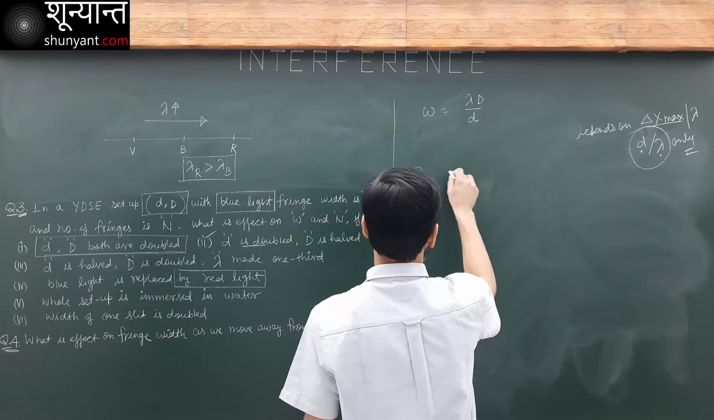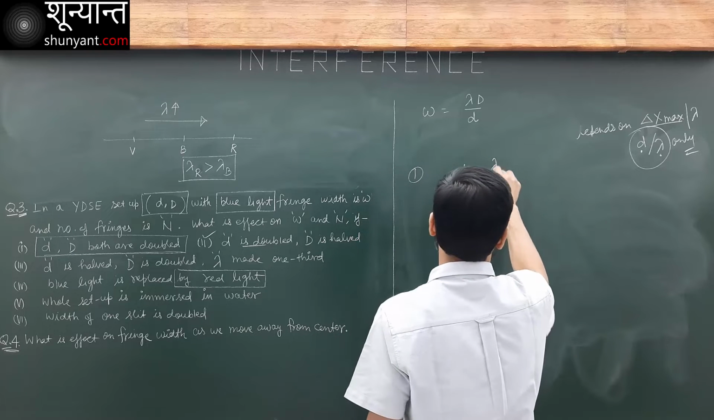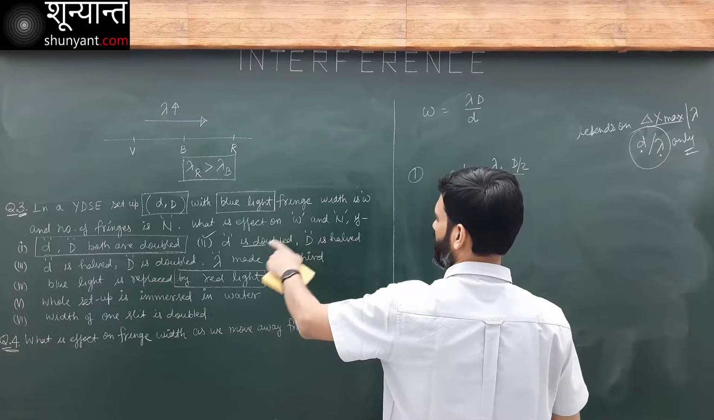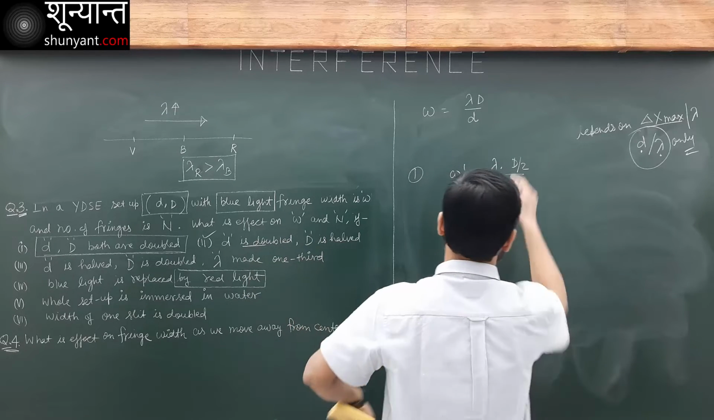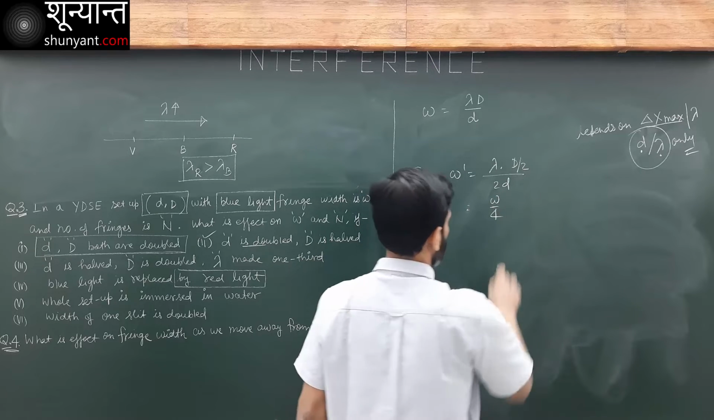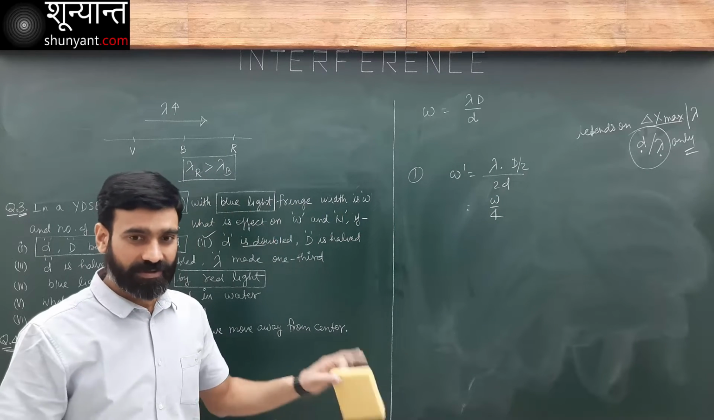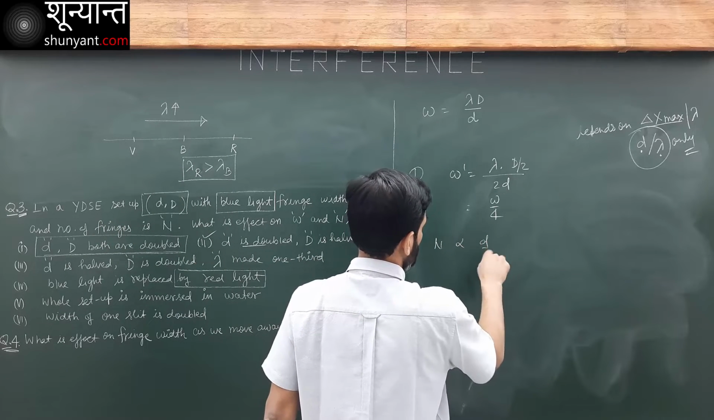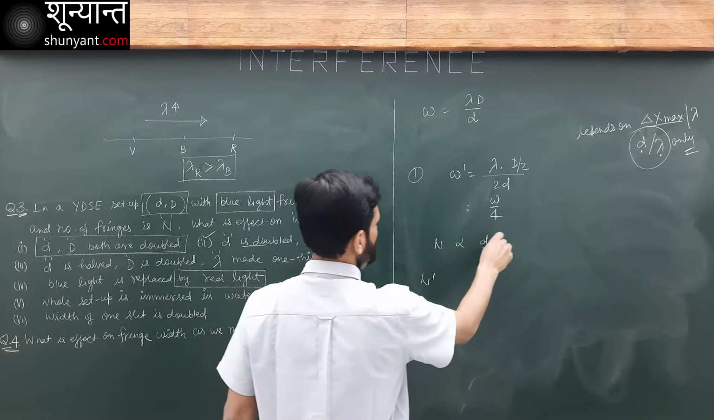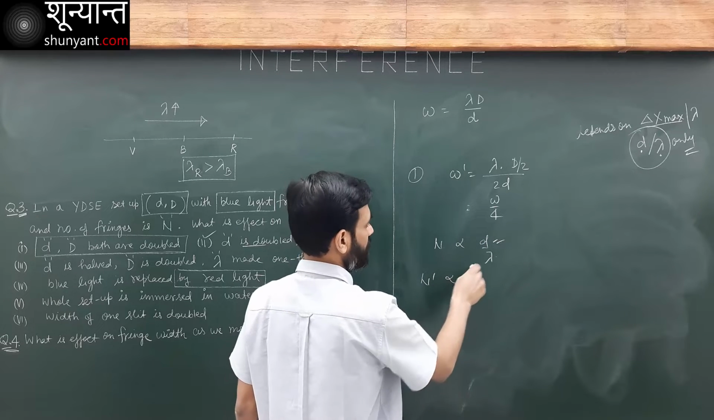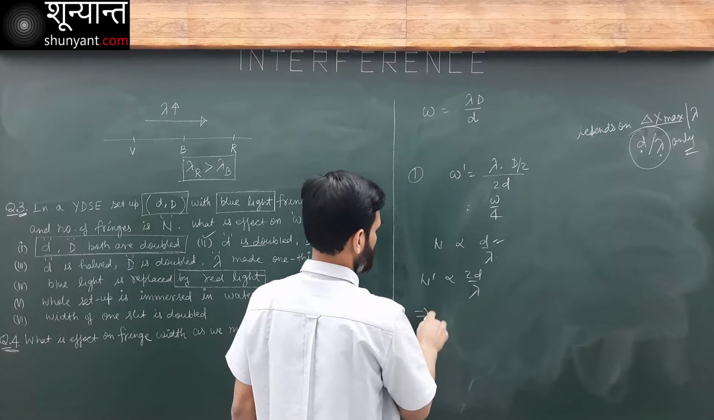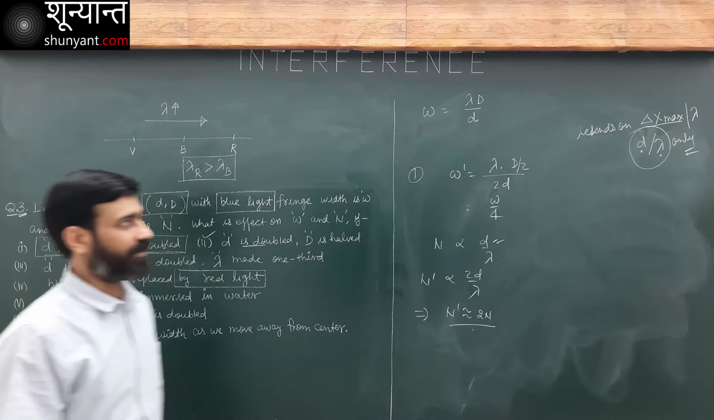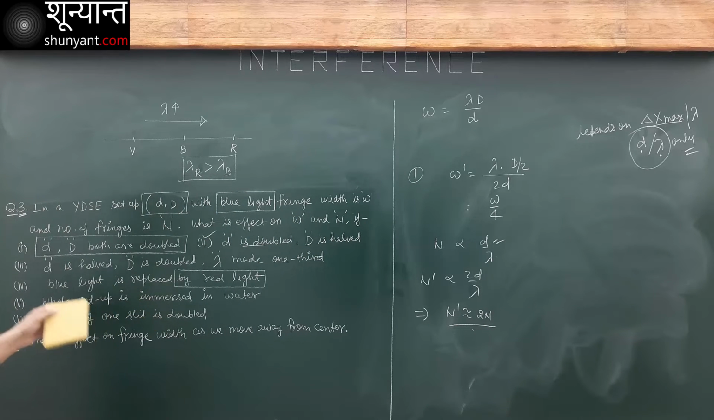First case, omega dash is equal to lambda times capital D over 2 times small d. Small d is doubled, capital D is half, so it becomes omega over 4. Fringe width becomes 1/4. What about n dash? n is proportional to d over lambda. Now n dash will be proportional to 2 times d over lambda, so n dash is approximately double. Approximately double.